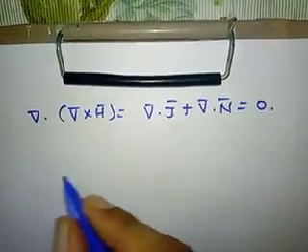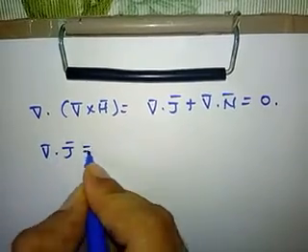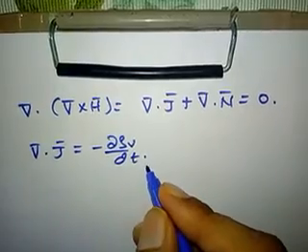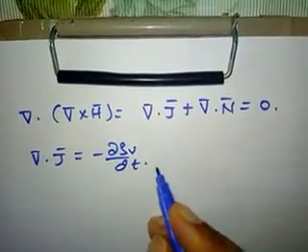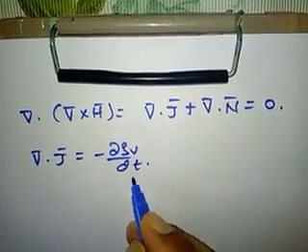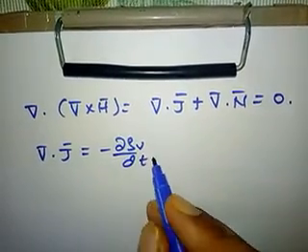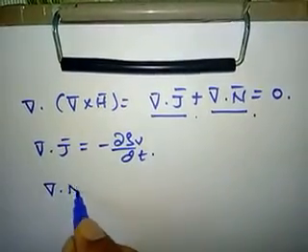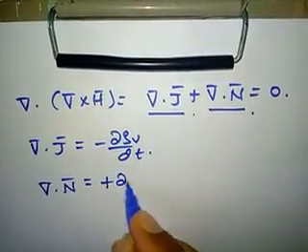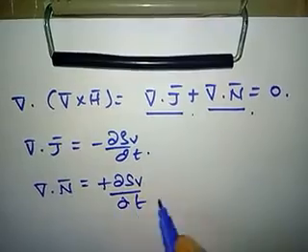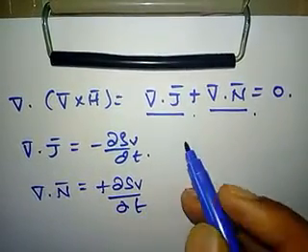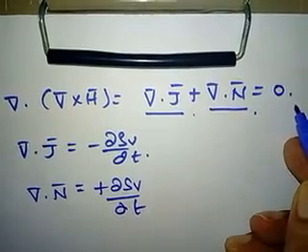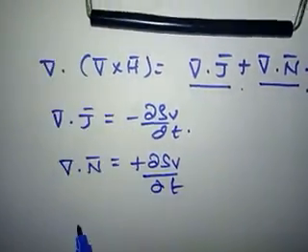Here, del dot J bar is equal to minus dou rho V by dou t. This is the continuity equation of current. So if minus dou rho V by dou t is substituted in this, then what should del dot N bar be? Del dot N bar should be equal to plus dou rho V by dou t. Yes or no? So that plus dou rho V by dou t and minus dou rho V by dou t will cancel out and we will get 0. Fine.